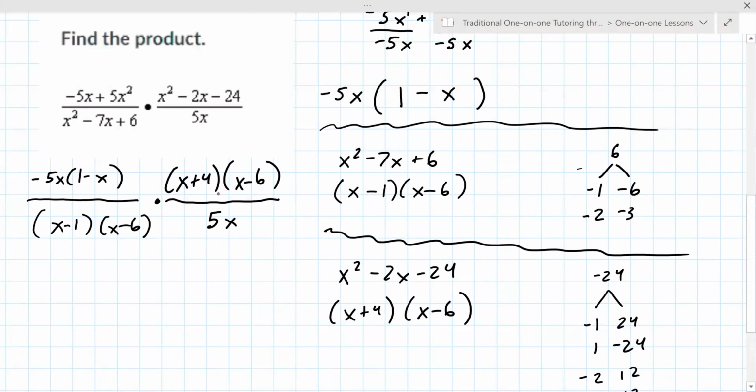So do you see how there's an x minus 6 here on the top and the bottom? Mm-hmm. Those cancel.